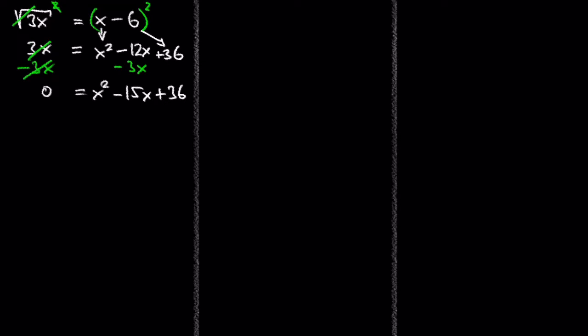Let's see if we can factor this. Which two numbers multiplied gives us 36, and the same numbers added gives us 15? To find these numbers, we have to factor 36. We can write 36 as 1 times 36, 2 times 18, 3 times 12. 3 times 12 is 36, and 3 plus 12 is 15. So we have two solutions, 3 and 12.